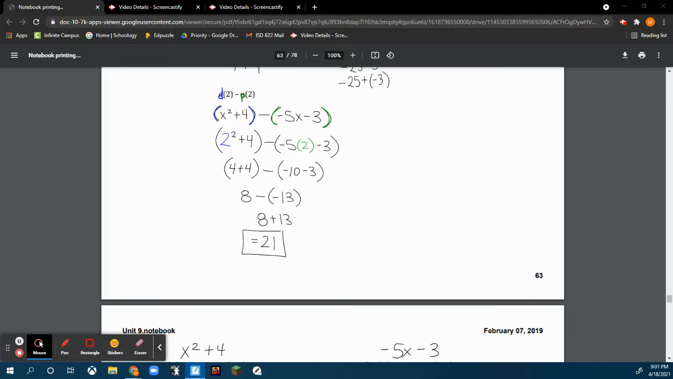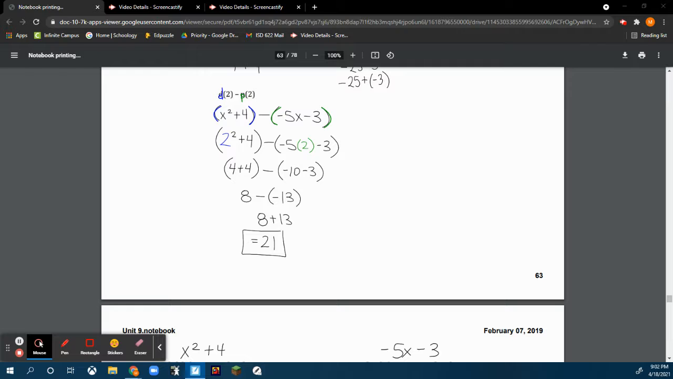Well, 2 squared is 4. 4 plus 4 minus negative 5 times 2 is negative 10 minus 3. And simplify. 4 plus 4 is 8. Negative 10 minus 3 is negative 13. 8 minus a negative 13 is 8 plus 13. 8 plus 13 is 21. So this equals 21. And you're all done. That's all it is.